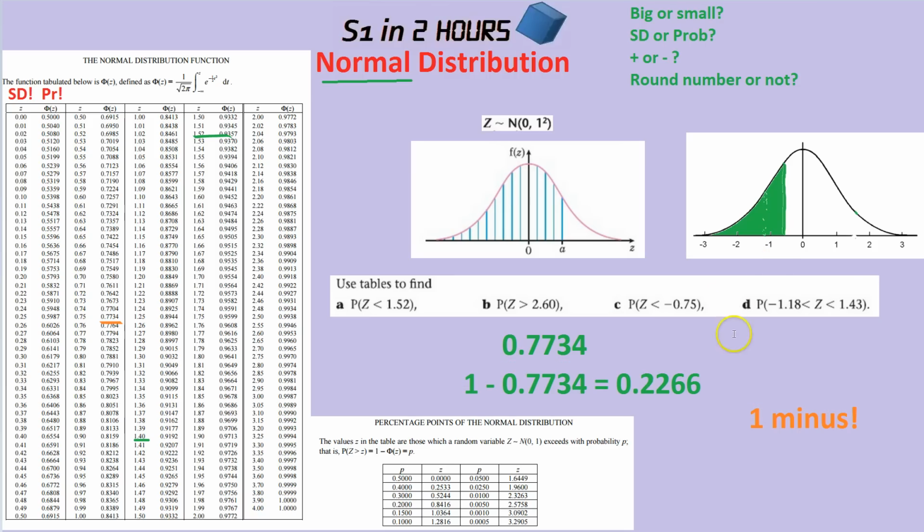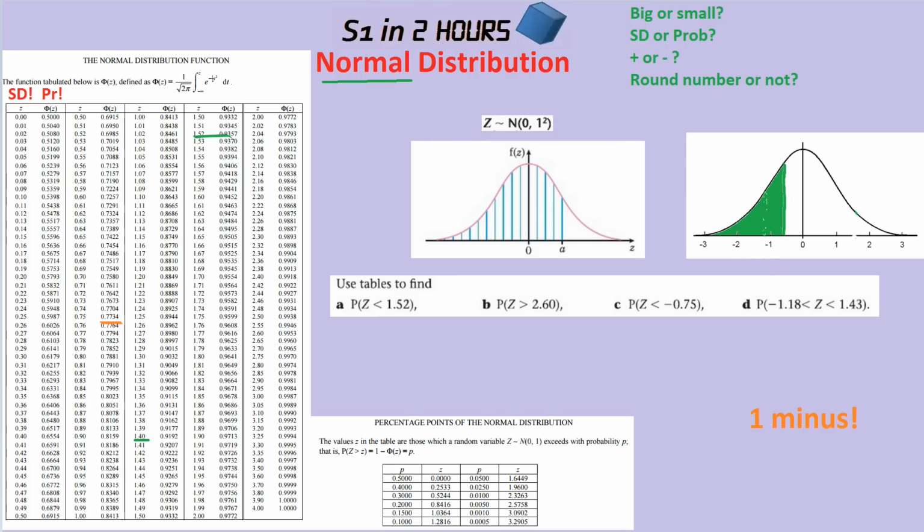Just to recap, what you need to do is find these standard deviations in the table, work out whether they want the small bit or the big bit, usually by doing a graph, and then do 1 minus if you need to. Let's use all those tricks now for one of these hard questions like question D. Okay, so they want the probability of Z being between minus 1.18 and 1.43. Okay, let's do that on our graph.